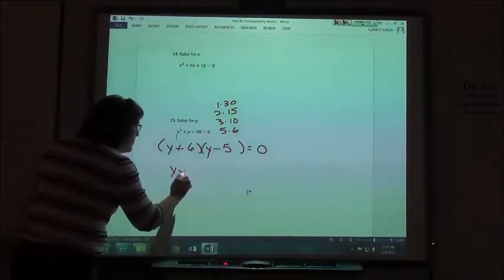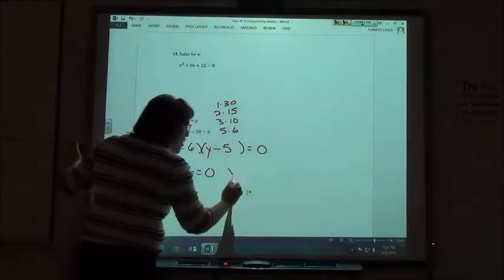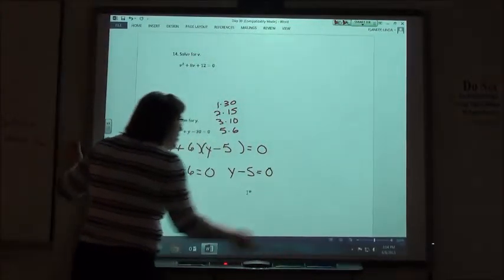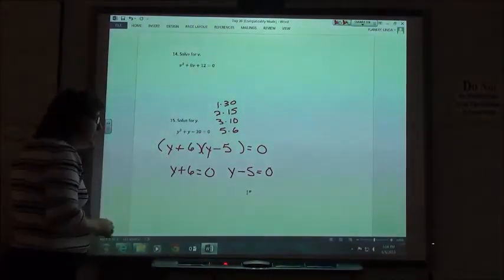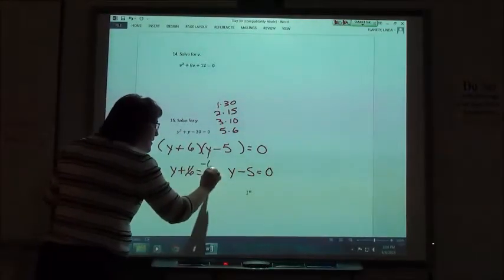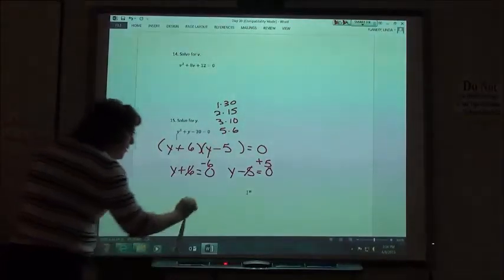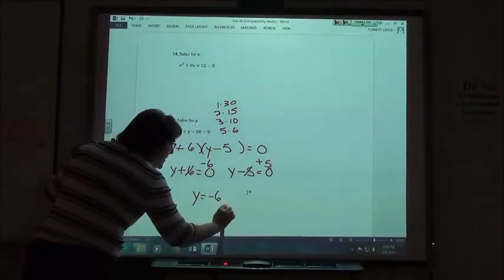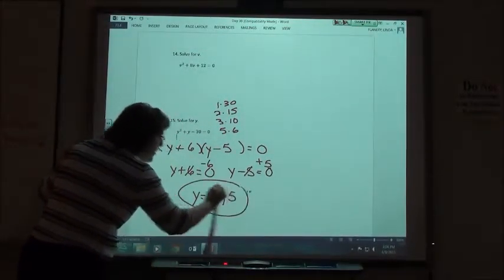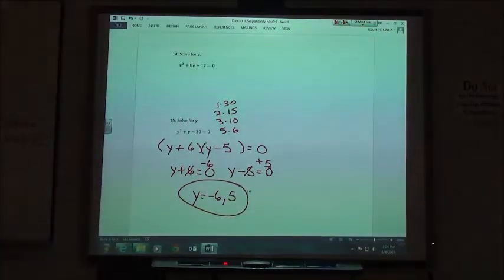So if y plus 6 equals 0 and y minus 5 equals 0, I'm just going to move my numbers, which gives me the opposite signs. Negative 6 here, positive 5 here. y equals negative 6 or 5 for my two values that would give me 0.